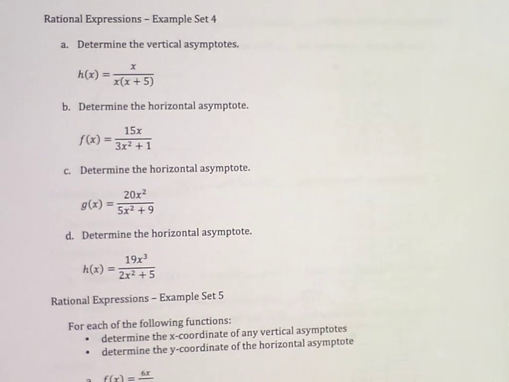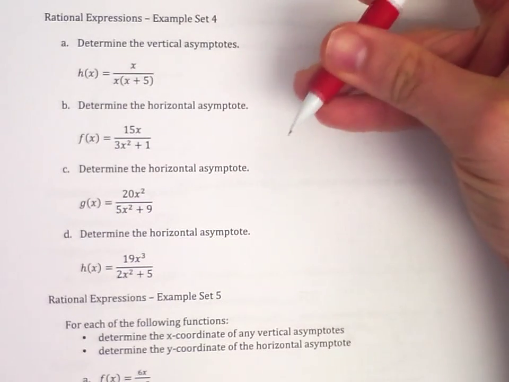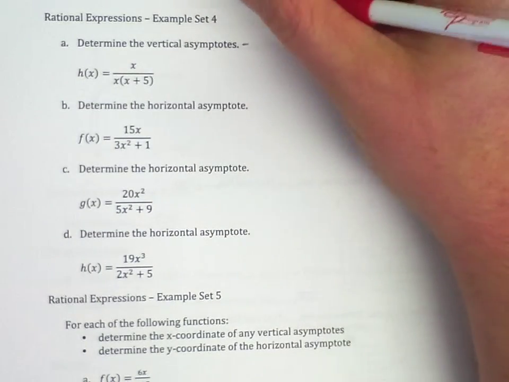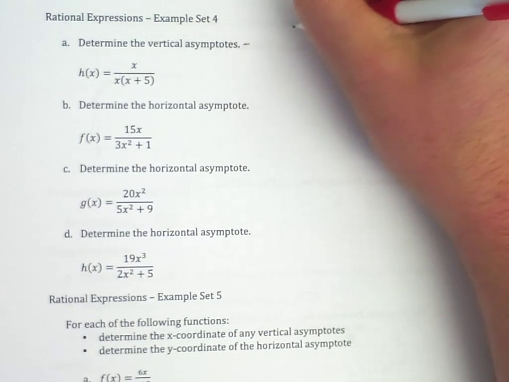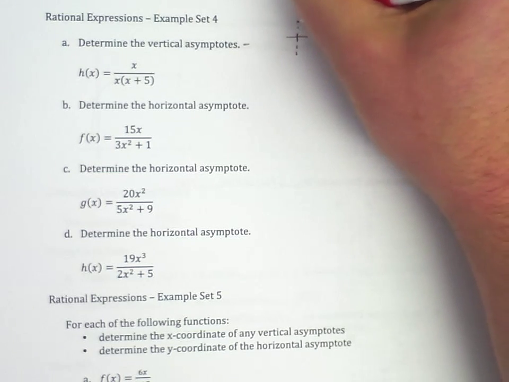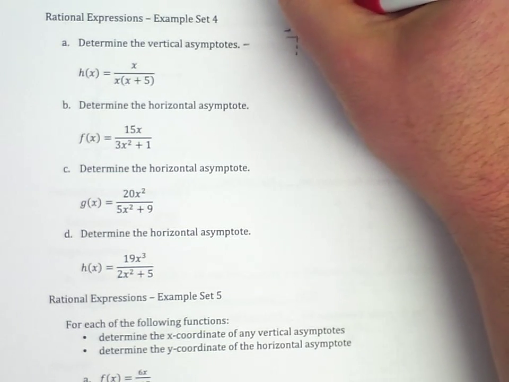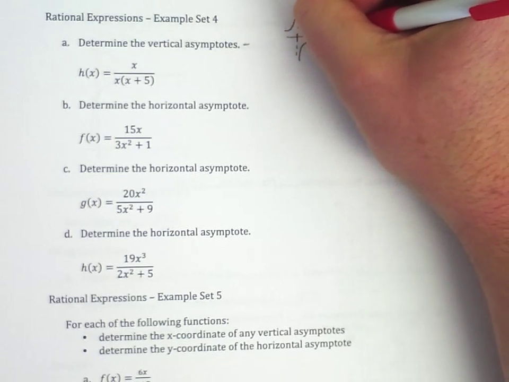Okay, so example set 4 on rational expressions, we're asked to continue to look at these expressions and try to find vertical asymptotes. And so vertical asymptotes are going to happen where, like we saw in our previous graphs, at a point we're either going to positive infinity or negative infinity.